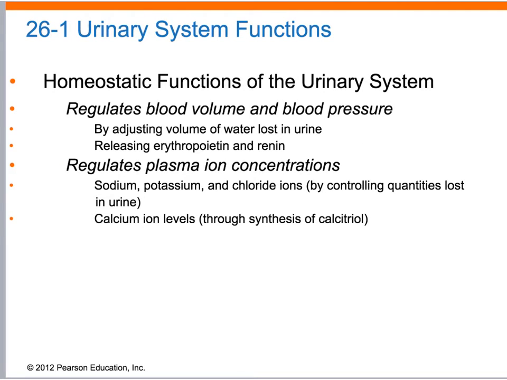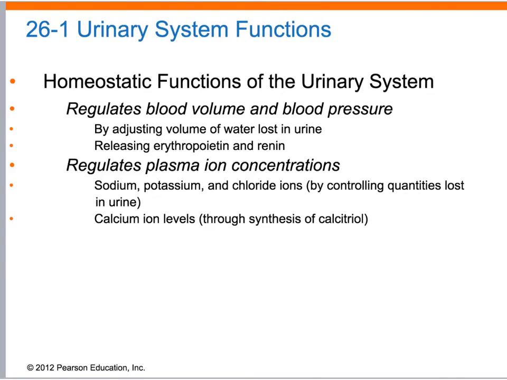The homeostatic functions of the urinary system include two things. Number one, it regulates blood volume and blood pressure. It does that by adjusting the volume of water lost in urine and releasing erythropoietin and renin. That's how we make red blood cells or increase red blood cell production.